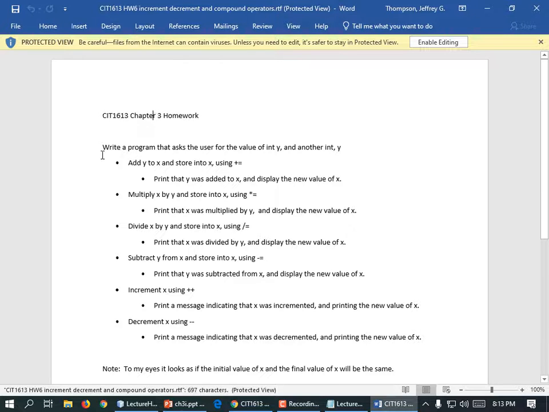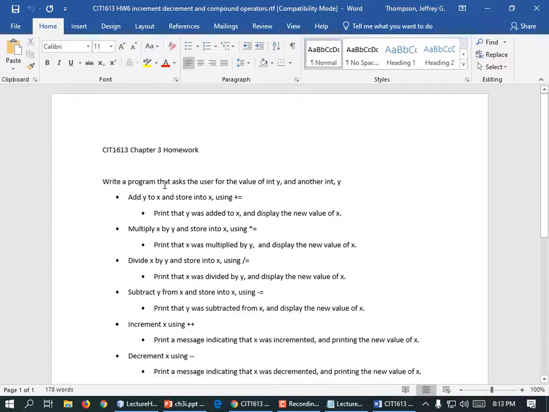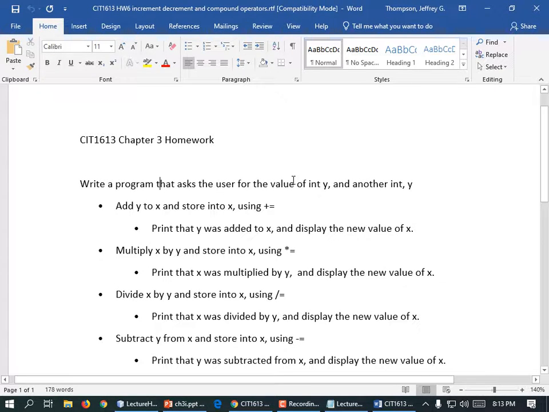All right, so overhaul chapter 3. What we're going to do is ask the user for the value of y and for the value of another int. I don't know why it says y and y here, so why don't we change them to x and y.